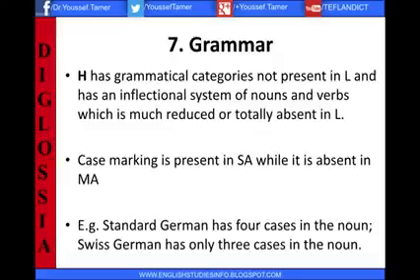The same thing is applicable to other diglossic situations, like in German. Standard German has 4 cases in the noun, while Swiss German, which is the low variety, has only 3 cases in the noun.